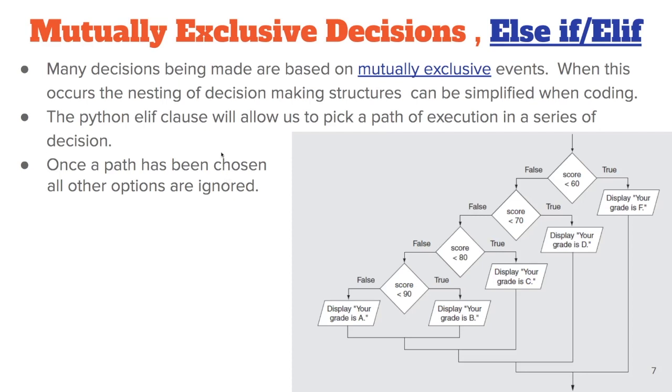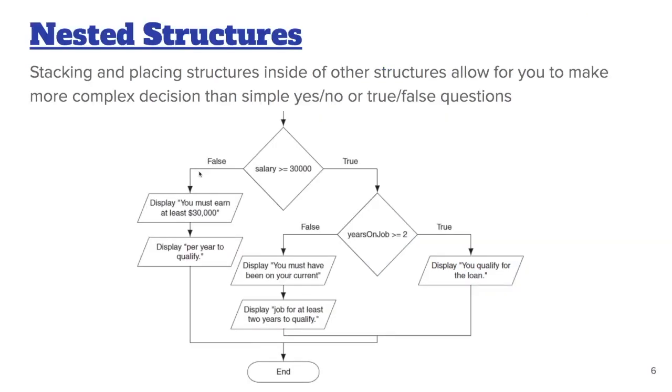When we start nesting these structures, like I said, we can have them on the false side. When we do that, we call them mutually exclusive decisions. So when one score doesn't really affect the other choice. So in the previous example, this question was asked only if this one was true, which means this question was dependent upon the answer to this one.